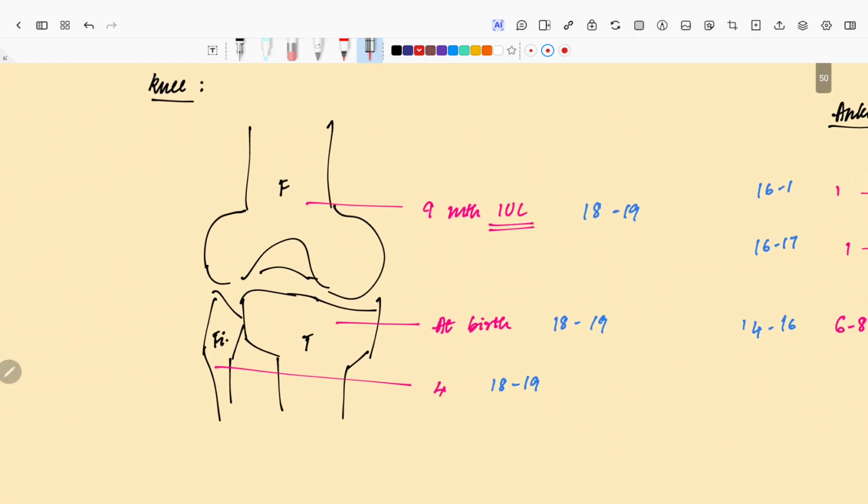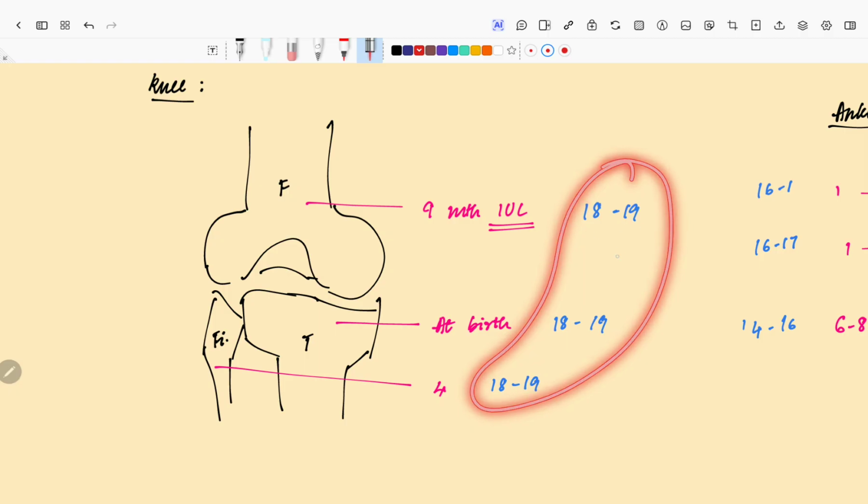Then we have a knee joint. Knee joint, we know it is formed by femur, fibula, and tibia. Okay, so one aspect of it, femur is the only bone which appears intrauterine. Okay, 9 months intrauterine. This has medico-legal significance. The lower end of femur, 9 months intrauterine. Then tibia appears at birth, fibula appears at 4 years, and all of these fuse at 18 to 19 years.